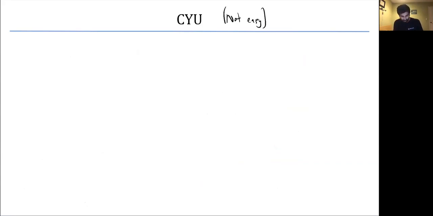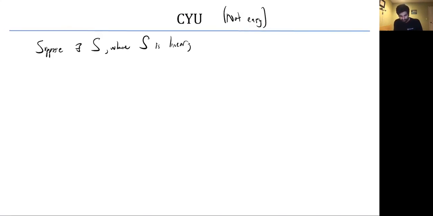So suppose there exists a system S, where S is linear. So I have a linear system S, and this system also has an inverse. So it seems like a pretty well-behaved system. It's a system that is linear, and it has an inverse.